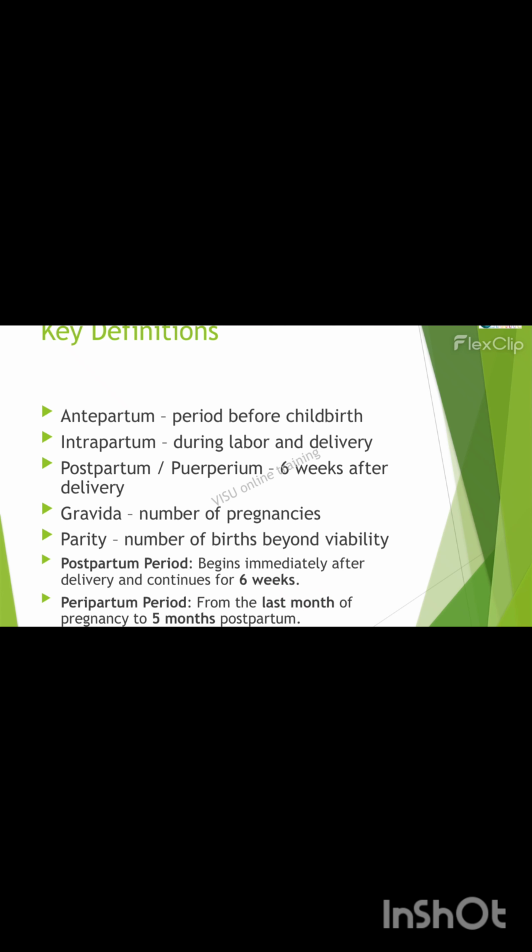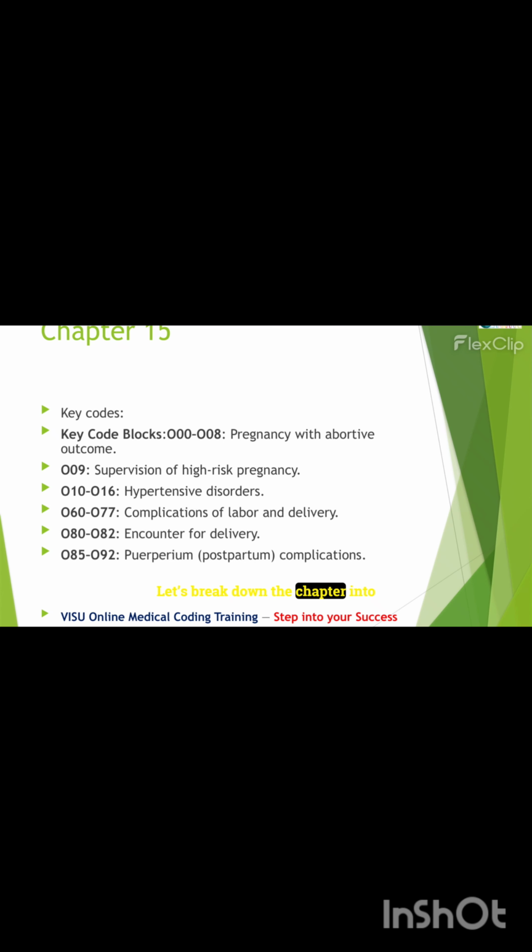delivery. Let's break down the chapter into its major blocks so you can navigate the code book more easily. We start with O00 to O08 for abortive outcomes, followed by O09 for high-risk pregnancy supervision. Hypertensive disorders fall under O10 to O16. The delivery itself and its complications are found in the O60 to O82 range, and finally, O85 to O90 handle complications that arise during the postpartum period.